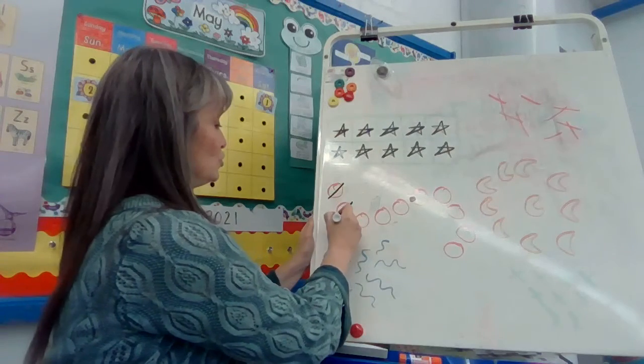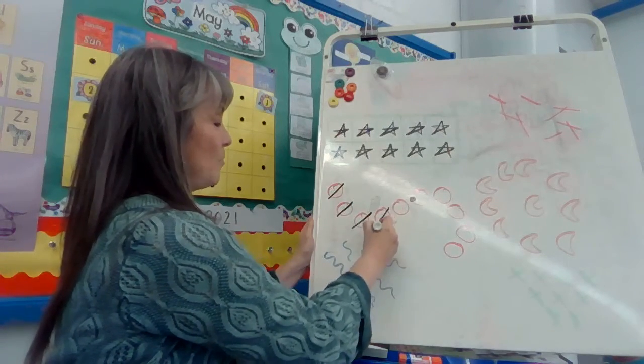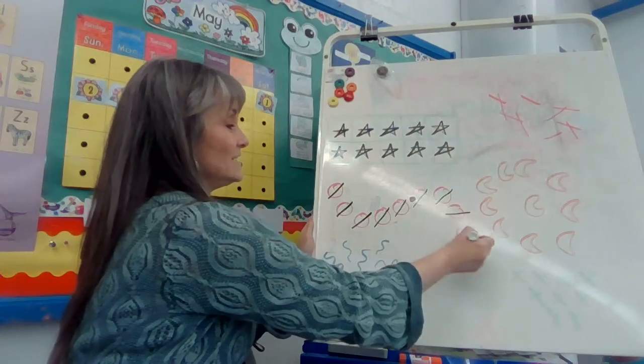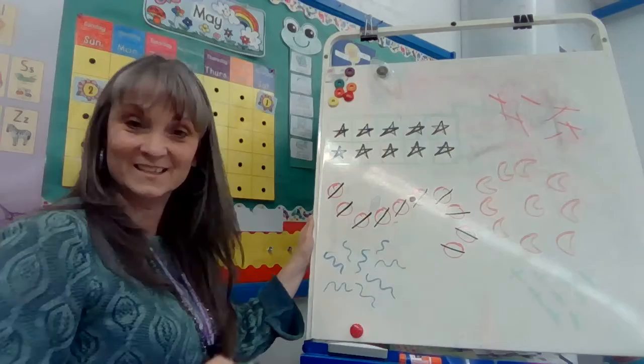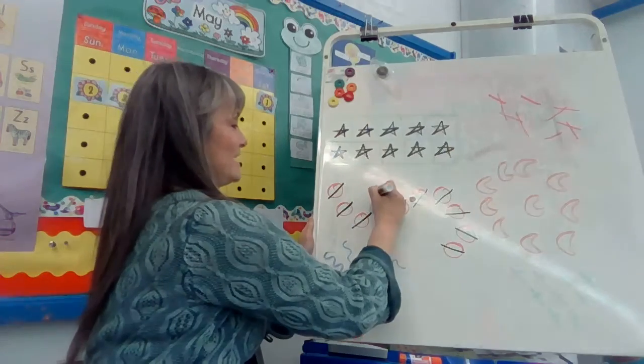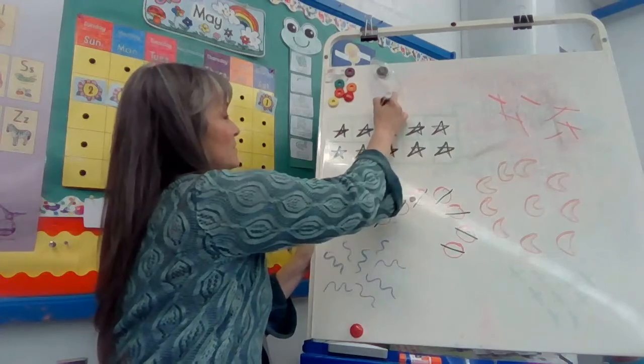1, 2, 3, 4, 5, 6, 7, 8, 9, 10. Did I get them all? And how many were there? Yeah, there were 10 here, just like there was 10 up here.